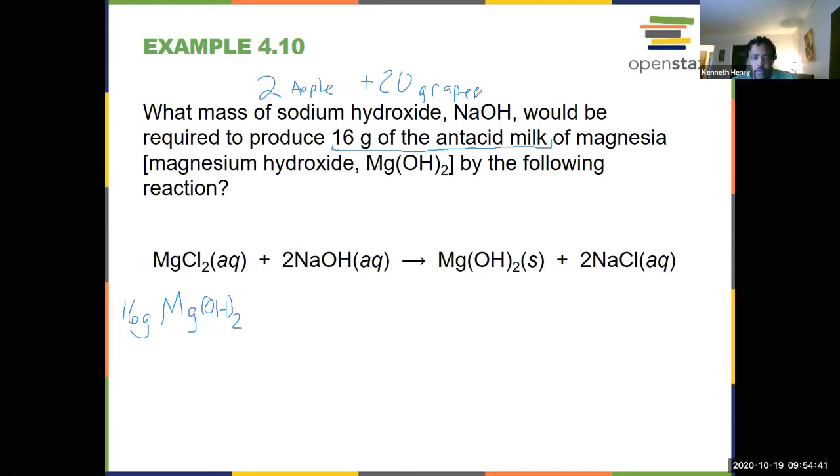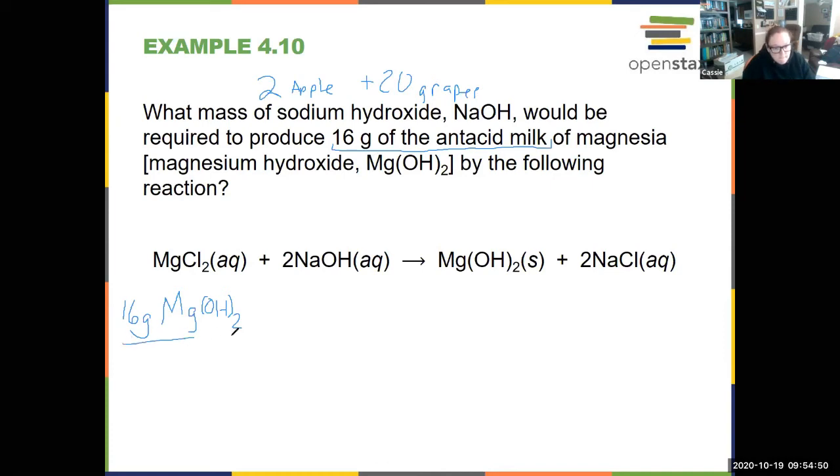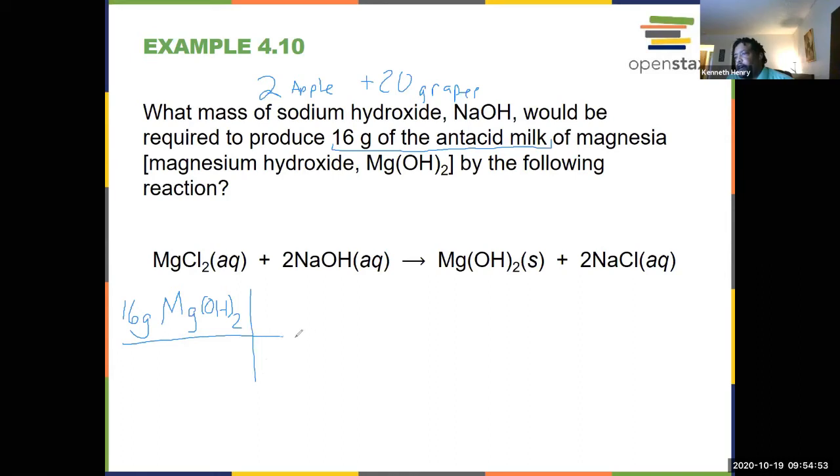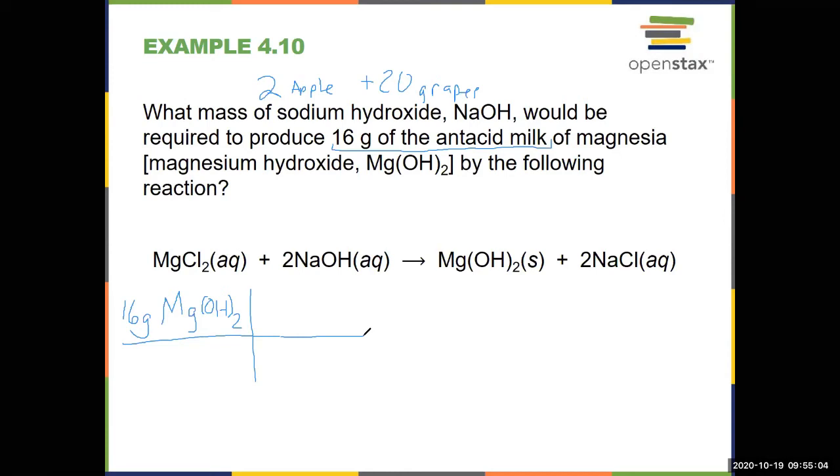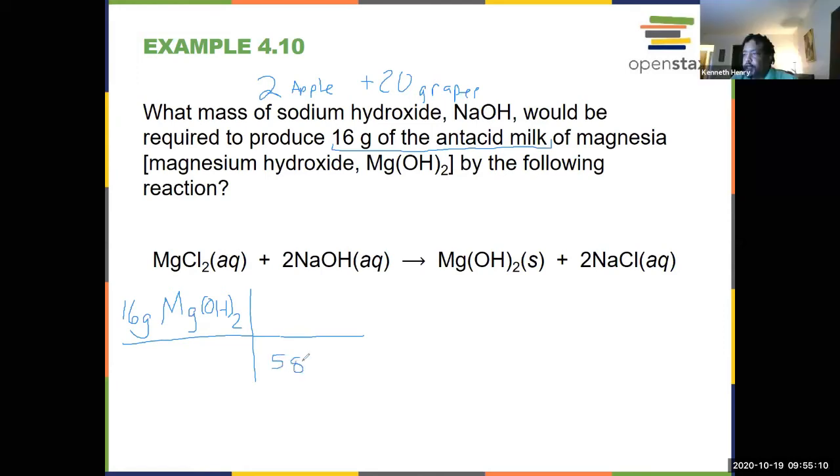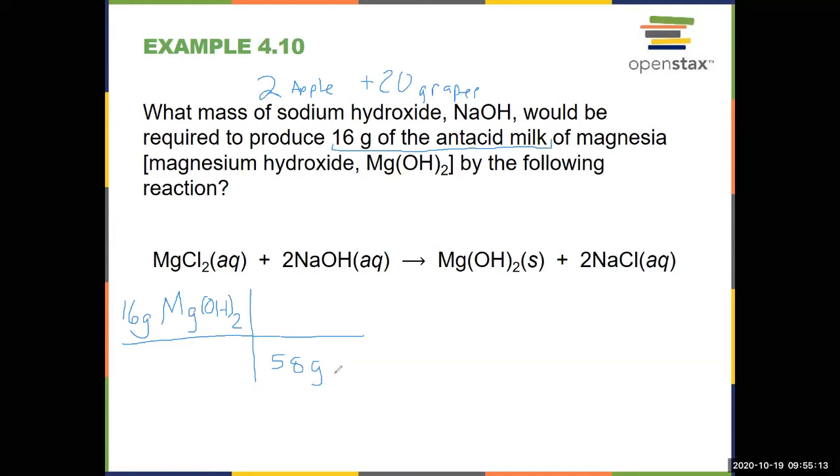Okay, so first thing that we want to do is anytime that you're given grams, you want to change to moles. And how do I change it to moles? Molar mass. So what is the molar mass of magnesium hydroxide? 58. And how did you get that, Matt? By adding the molar mass of the compound. Good job.